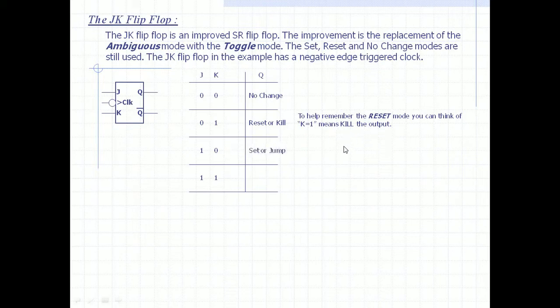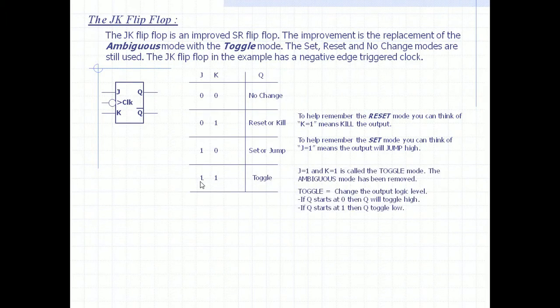Then set or jump, J for this J. To help remember the set mode, you can think of J equal to 1 means the output will jump high, or set, whereas in reset, K equal to 1 means kill the output.